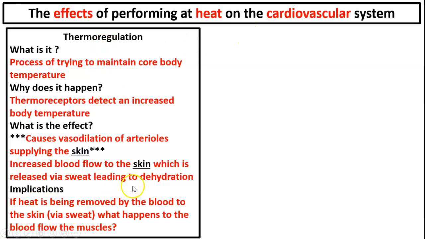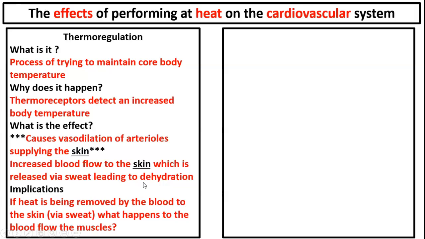So if heat is being removed by the blood to the skin via sweat, what happens to the blood flow to the muscles? Obviously, blood flow to the muscles is going to decrease, because the majority of the blood and the water within the blood plasma is switching towards the skin, so we can release heat. We're going to come back to this implication in a second. Hopefully it will make a lot of sense to you when we go on to our next effect of exercising at heat on the cardiovascular system.